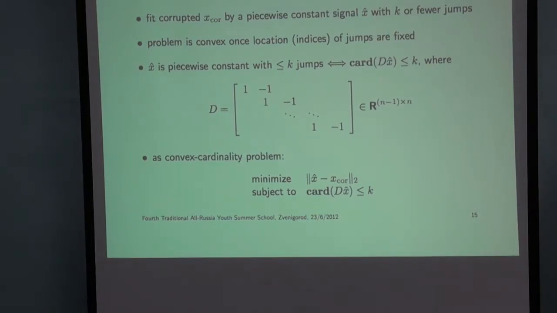But one way to do this is something like this. You take the difference matrix, the first difference matrix, and you write this as a convex-cardinality problem. So you're given this corrupted thing. X hat is what you're finding, and you say, please minimize the least squares fit here. Subject to, this constraint simply says X hat is piecewise constant with k or fewer jumps.